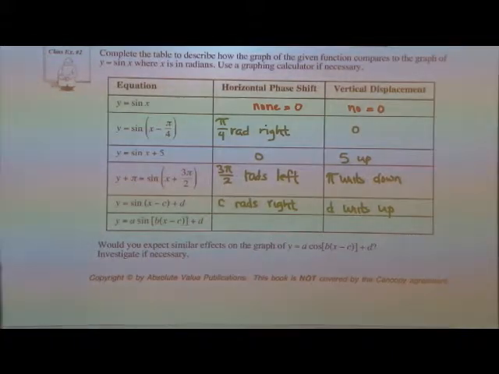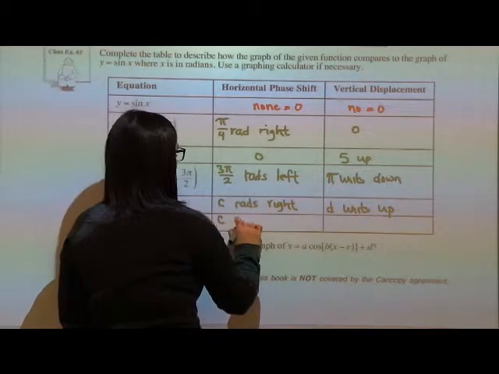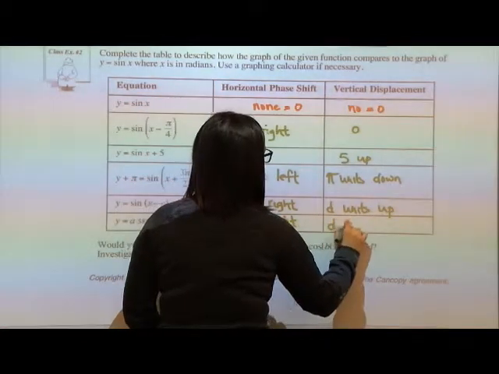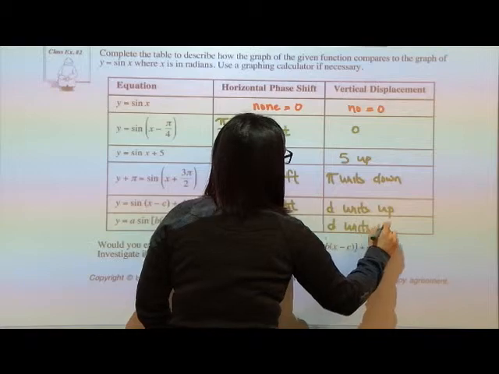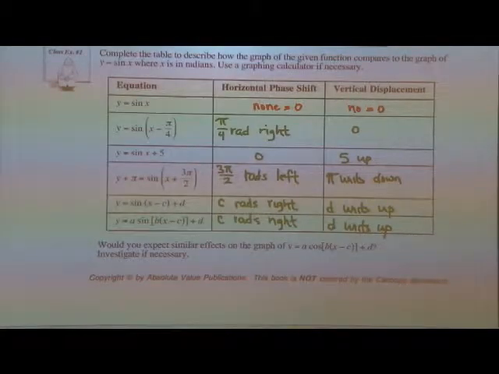Does it change if I add in vertical and horizontal stretches? No, because my translations happen at the end. So this would still be C rads to the right and D units up. If I replaced sine with cos, would I get similar results? Yes.